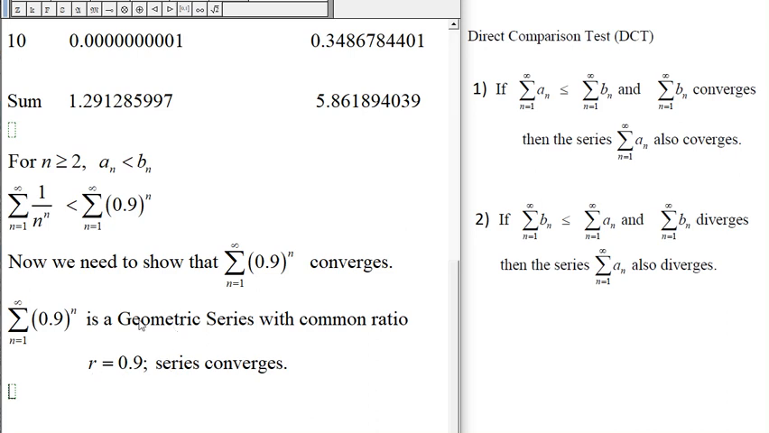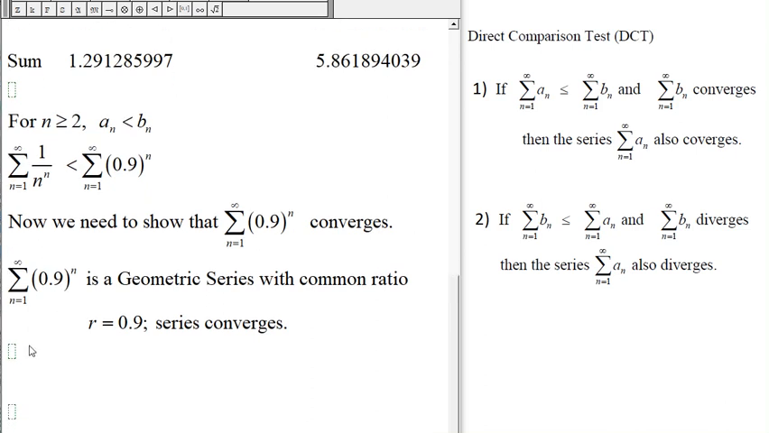And so we have shown two things. The series 1 over n to the n is less than the series 0.9 to the n. And then we have also shown that the series 0.9 to the n converges. And therefore, by the direct comparison test, the series 1 over n to the n converges.